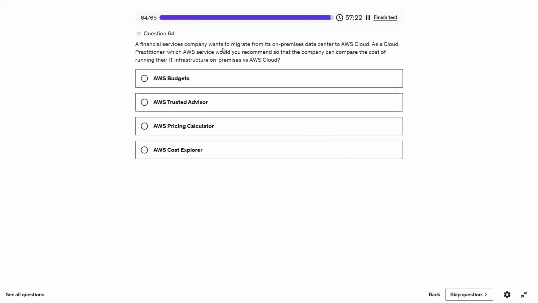A financial service company wants to migrate from its on-premises data center to the AWS cloud. As a cloud practitioner, which AWS service do you recommend so that the company can compare the cost? Before moving to the cloud, if the company wants to compare costs, they can just use the pricing calculator.